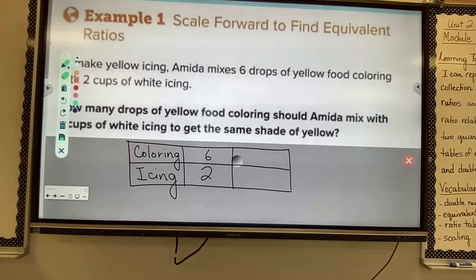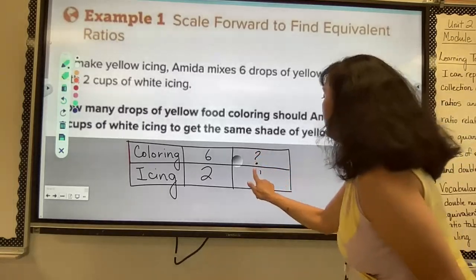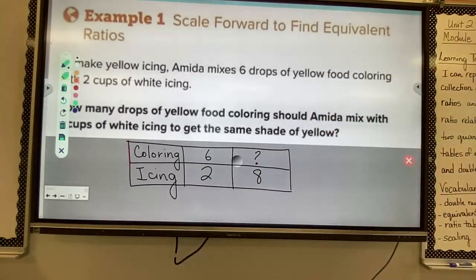And so then it's asking for the unknown number, which is the number of drops of yellow needed to mix with 8 cups of icing. This is what we don't know, but we have this. When we do this, we are going to scale forward because we are going to find how many drops of yellow Amida needs to mix with 8 cups of icing.